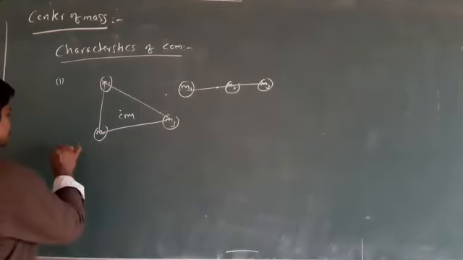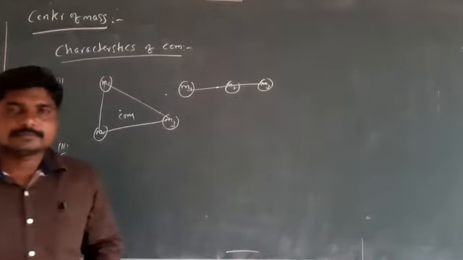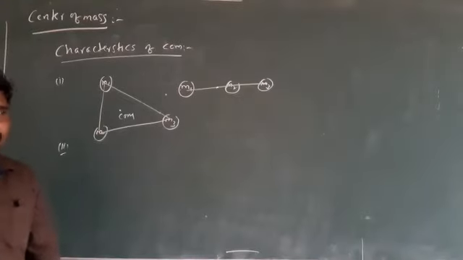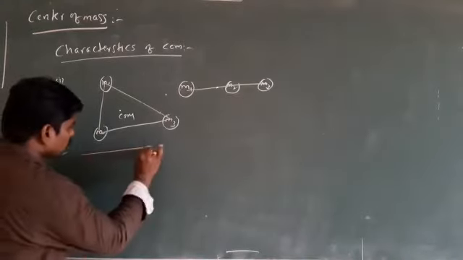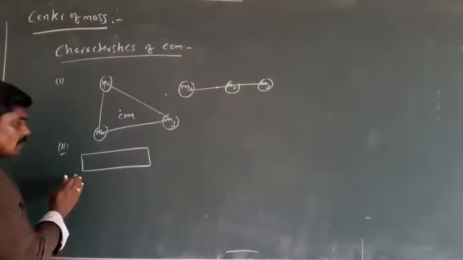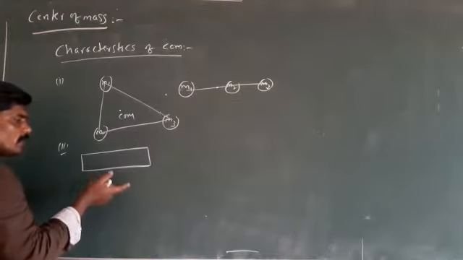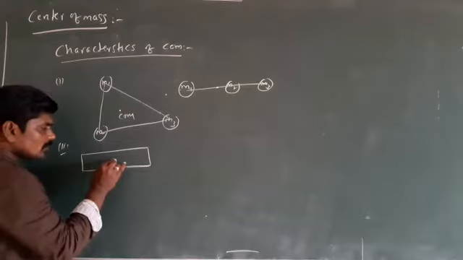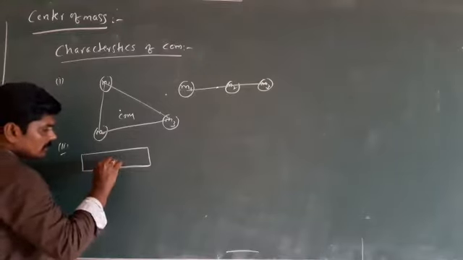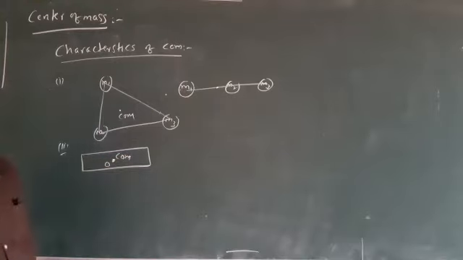The second point is, for uniform mass distribution, the center of mass is at the geometrical center of a body. For example, consider one metal rod like this. Here the mass is distributed uniformly. This is a uniform body. For a uniform body, the center of mass is at the geometrical center. Let the geometrical center of this body be O. Now this O will also be the center of mass.